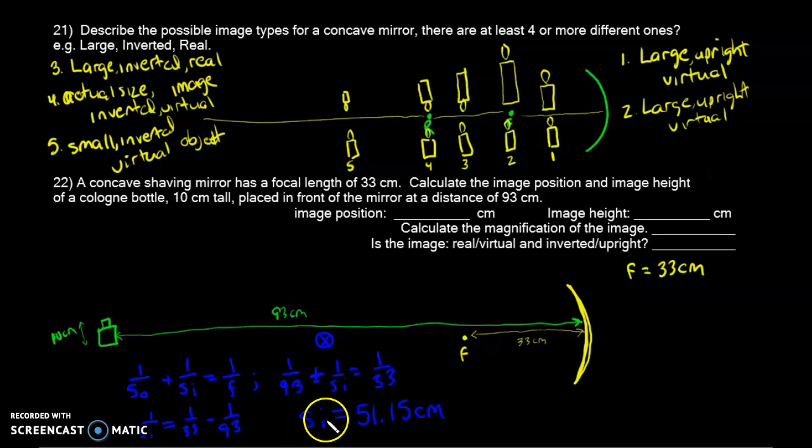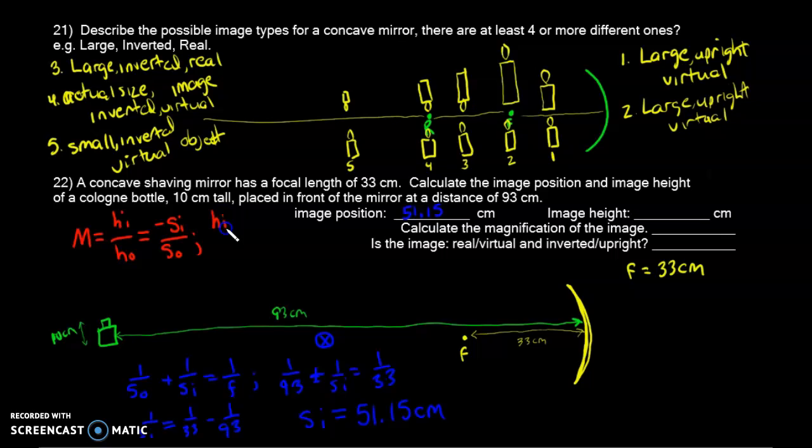Okay, so our image position, SI, is 51.15 centimeters. Image height. Okay, so for here, change colors again. Let's go with red. If we remember, magnification equals the height of the image divided by the height of the object, but it also equals the negative distance of the image over the distance of the object. Well, I know the height of the object. I know the distance of the object. I just solved for the distance of the image, and now I can solve for the height of the image.